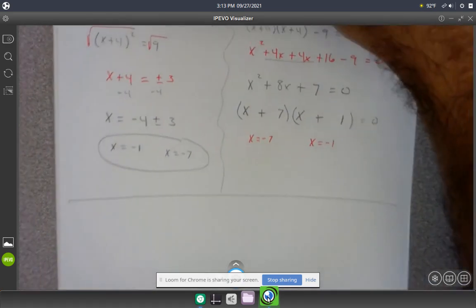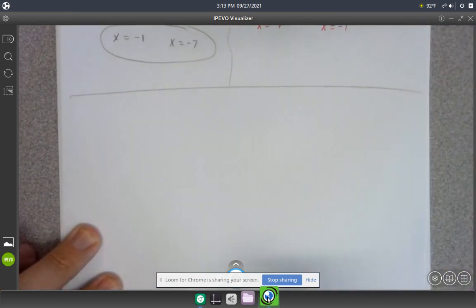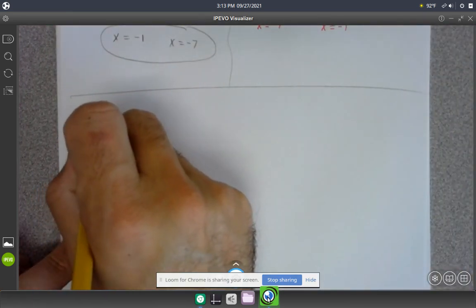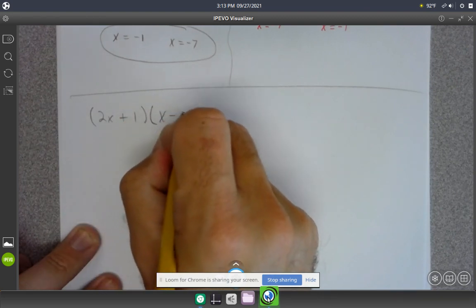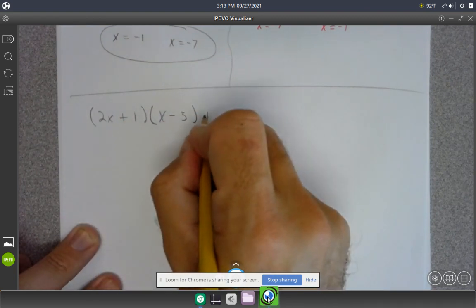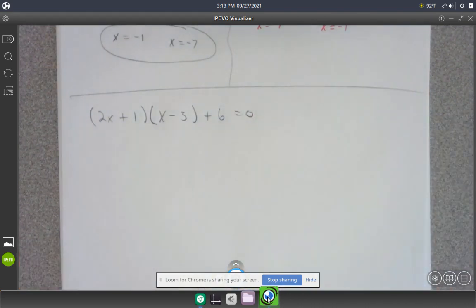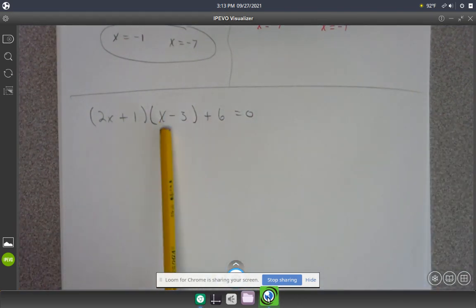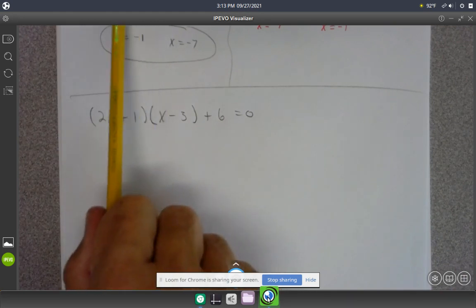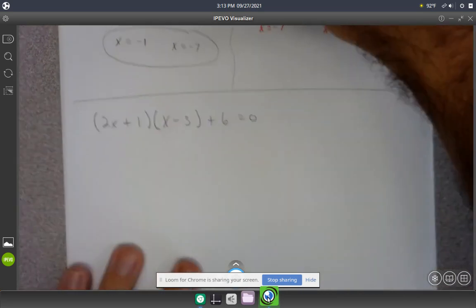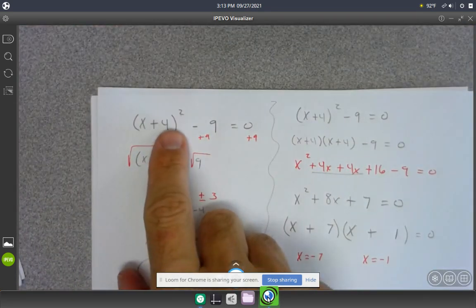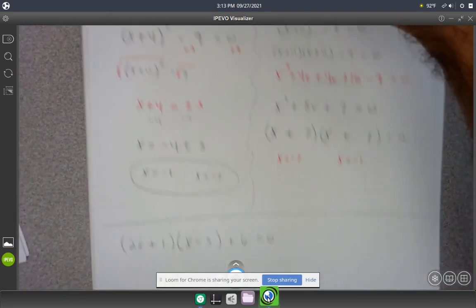Let me do another one here. All right. I got 2x plus 1 multiplied by x minus 3 plus 6. So we cannot do that trick like I did on the first example, where we just move the 6 over and take the square root of both sides, because this one's not set up like that. You don't have some quantity to the second power. That's the reason we can't do that.